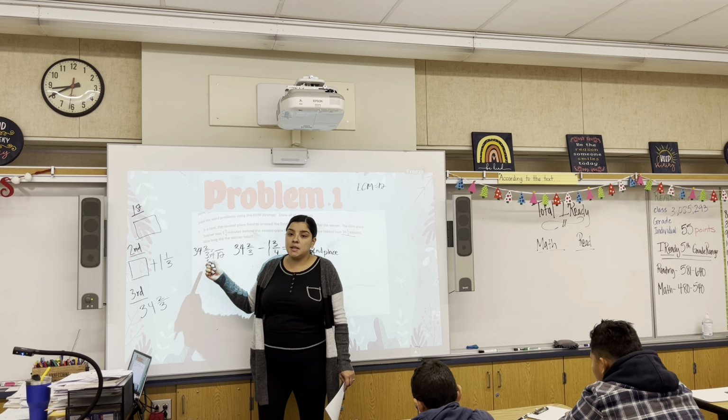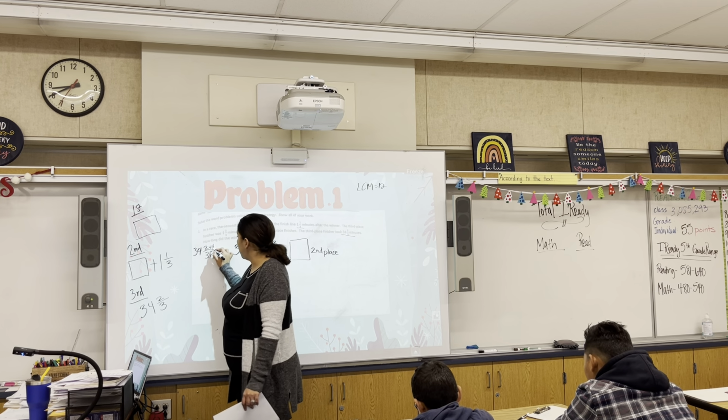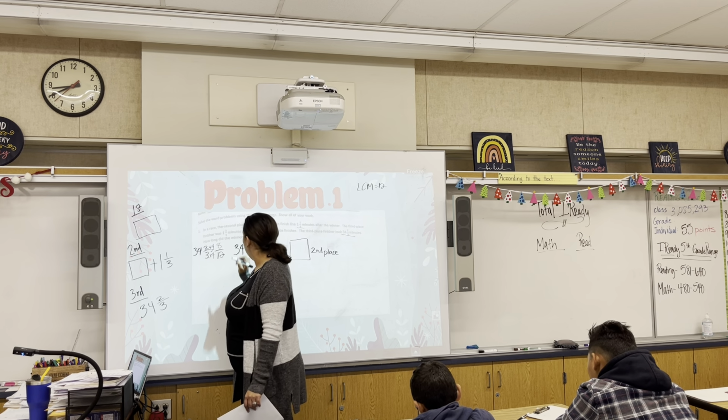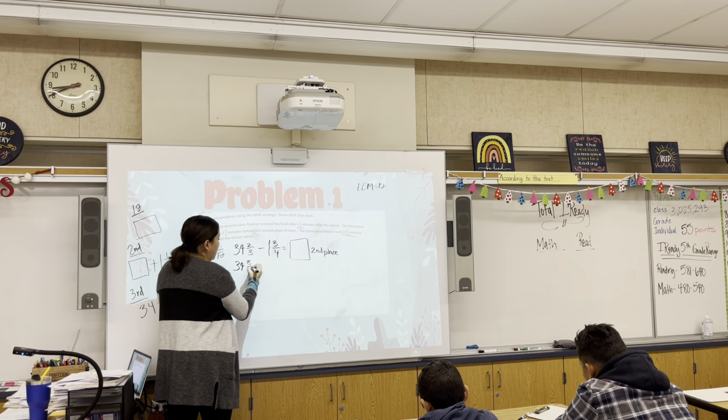And whatever I'm doing to the denominator, I'm doing to the numerator. So 2 times 4 is? 8. Okay, so then my new equation here is 34 and 8/12.